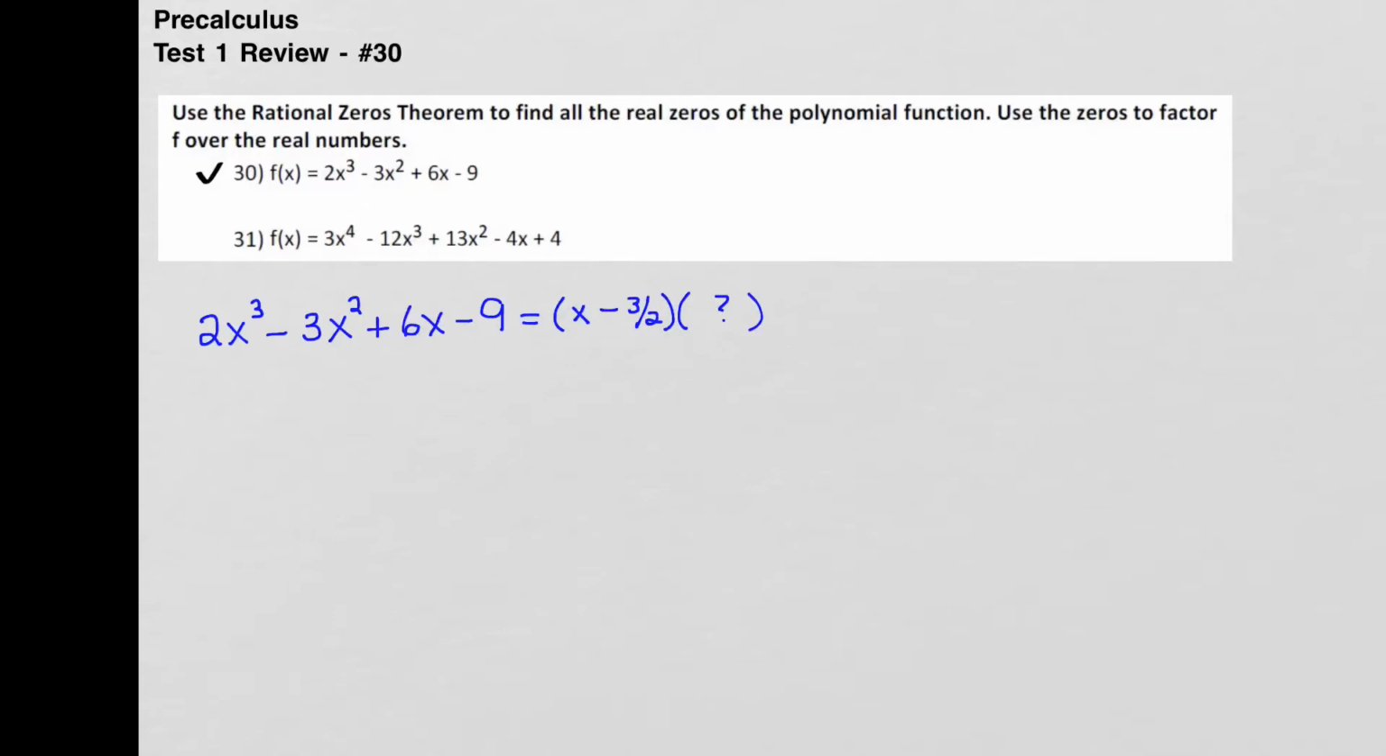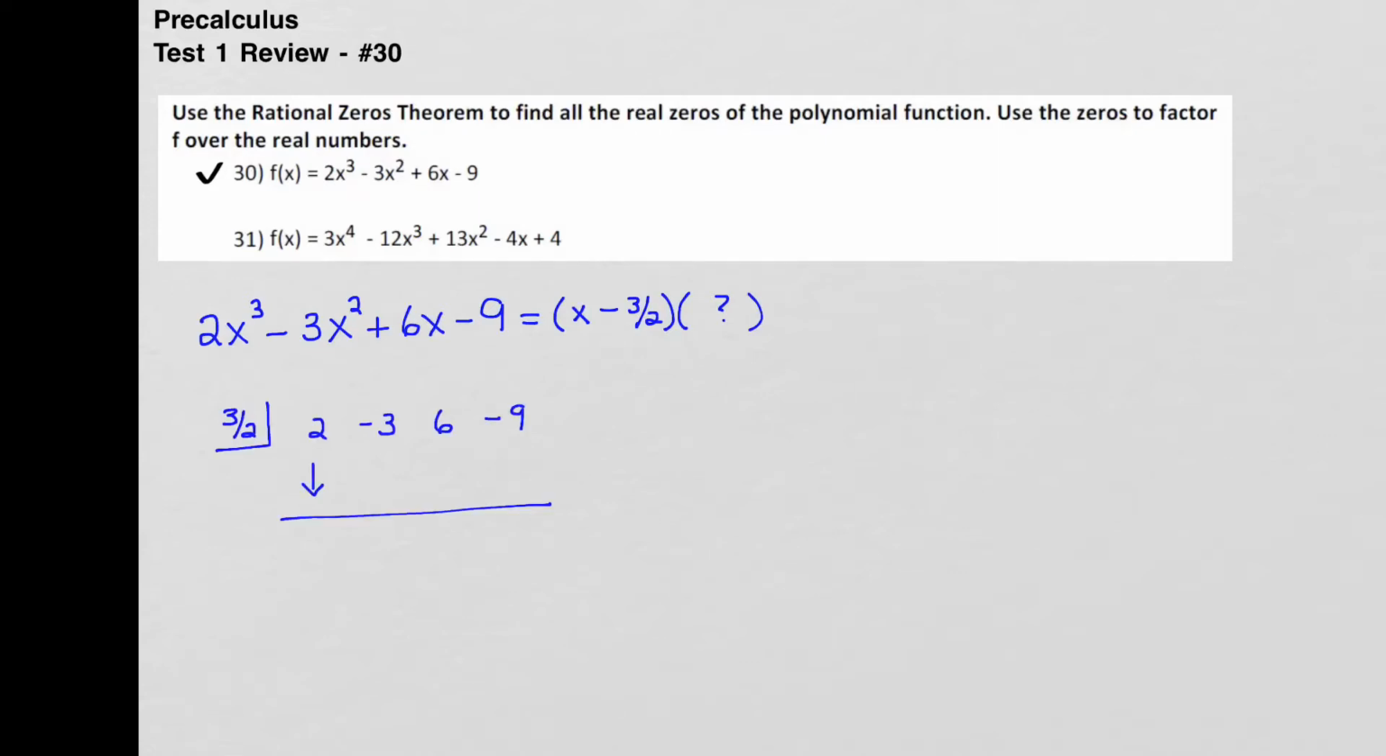So now that I know that 3/2 is one of my zeros, I know that a factor of this polynomial is x minus 3/2. It doesn't look great with a fraction there, and we're going to take care of that in a minute. So we've got x minus 3/2 times something, I don't know what yet. So I'll use synthetic division in order to divide by x minus 3/2. I can use long division as well. I'm just going to use synthetic division because it's a little quicker.